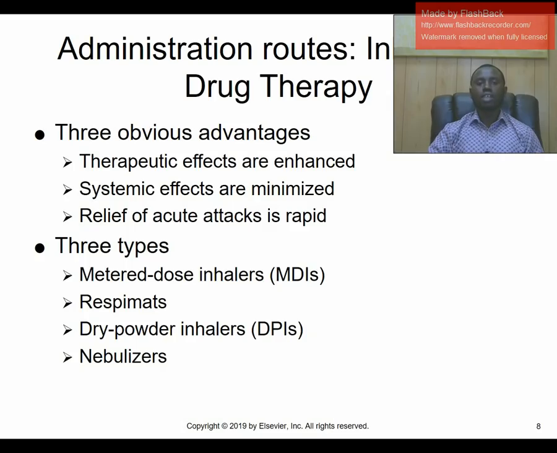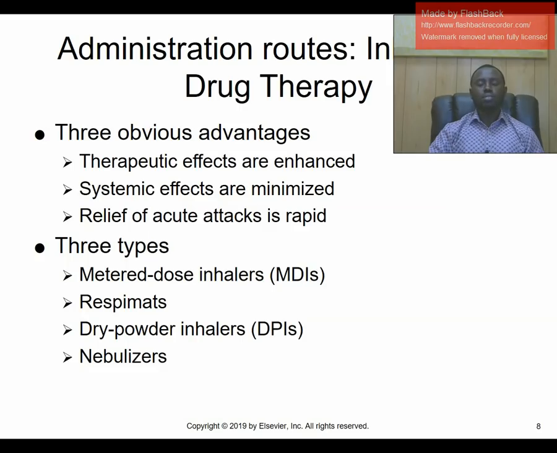Then you have the dry powdered inhalers, which are used to deliver medication in powder form when the client activates the device by inhalation. So with this, you will have to ask the client to draw the medication basically from the device.